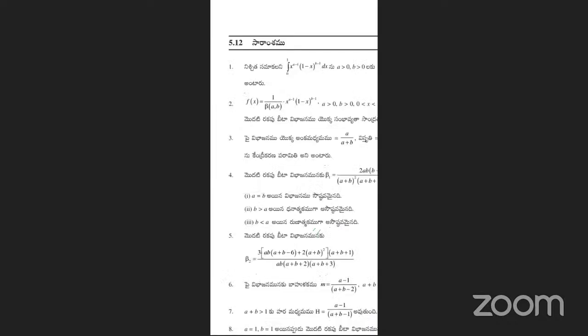So next. And this is x to the power of a minus 1 into 1 minus x whole to the power of b minus 1, a greater than 0, b greater than 0.